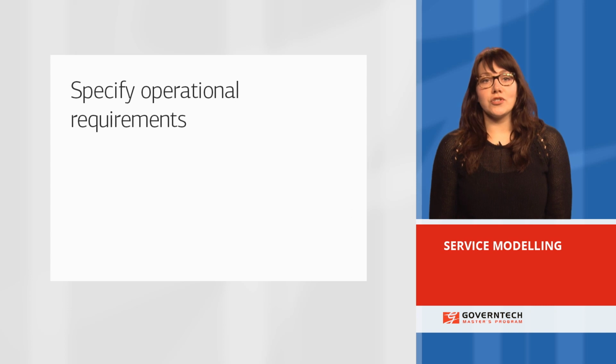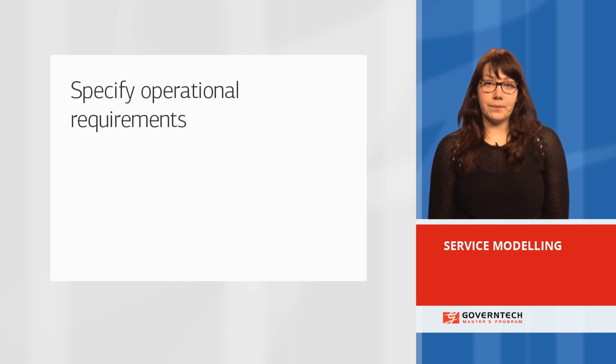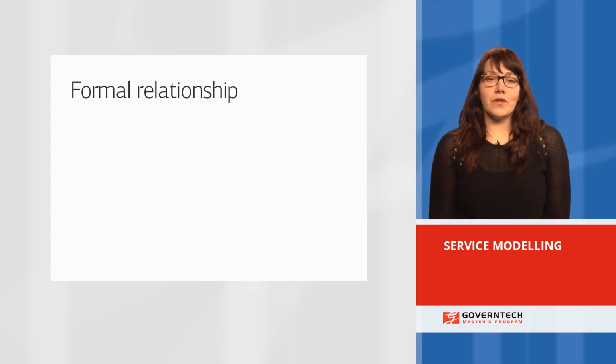Service modeling is used to specify business operational requirements necessary to meet business goals and objectives. Service modeling is also used to help bridge the semantic gap between business requirements and the architecture of IT solutions that are intended to meet them. Service modeling provides a formal relationship between business process models and the model elements that realize them by treating each business process as a contract.